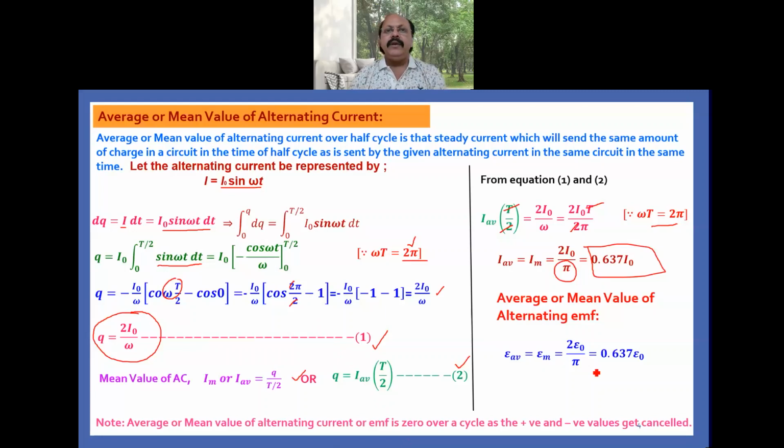Now, as I told you, average or mean value of alternating current or alternating EMF is always calculated over the half cycle, because over a complete cycle it is 0, as it has positive and negative values. So that's why it gets cancelled. So you remember it and keep in your mind.